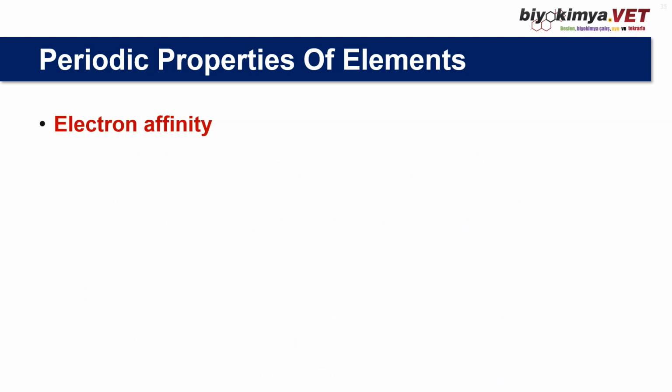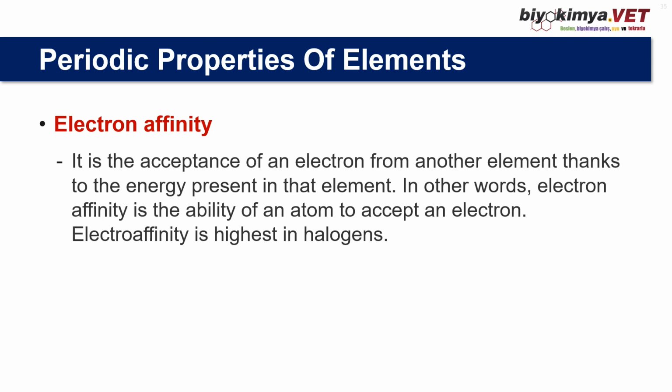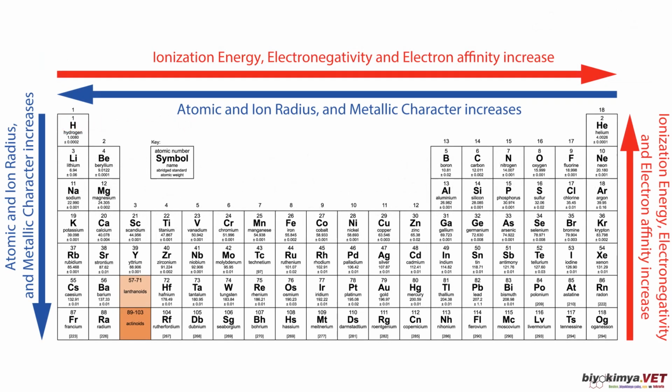And the last trend, electron affinity. It is the acceptance of an electron from another element thanks to the energy present in that element. In other words, electron affinity is the ability of an atom to accept an electron. And it is highest in halogens, such as fluorine.